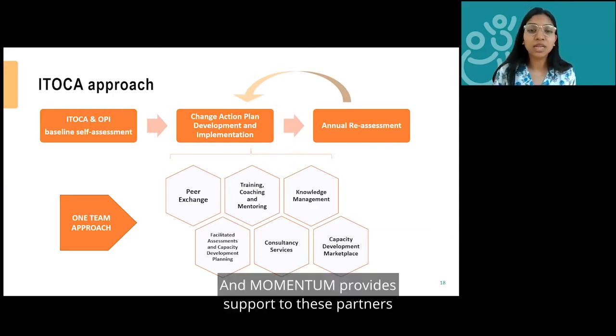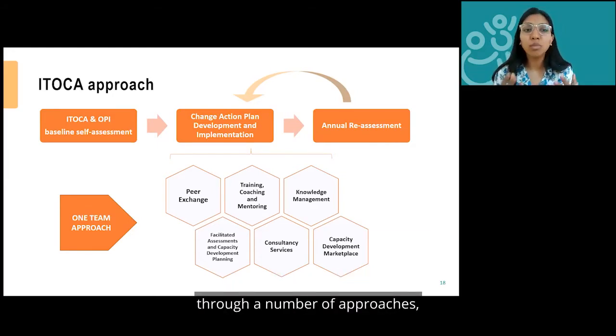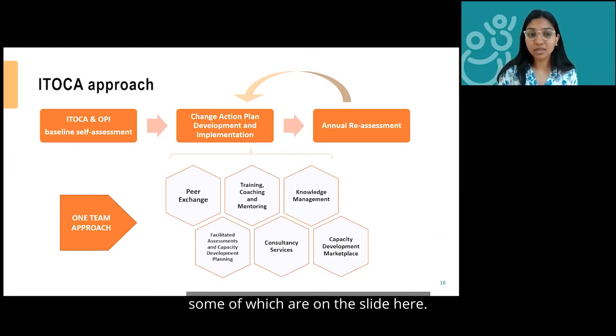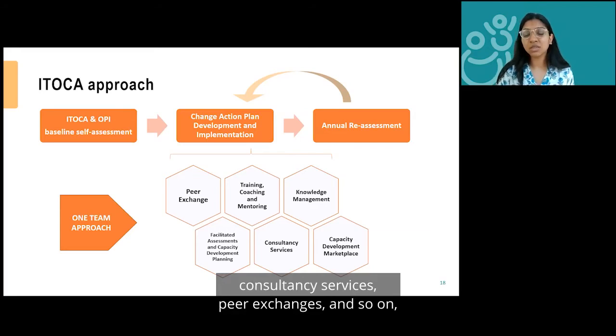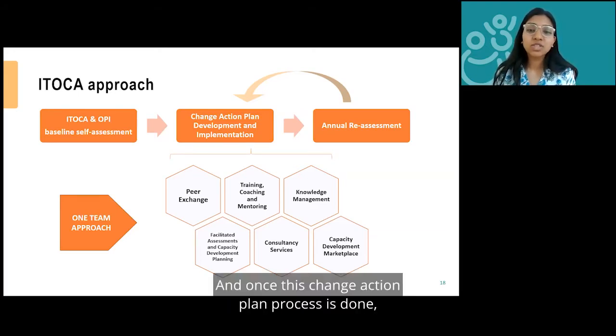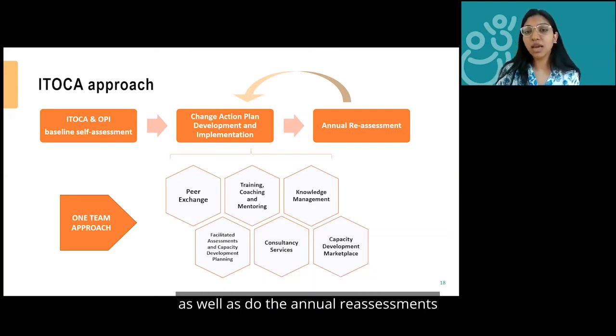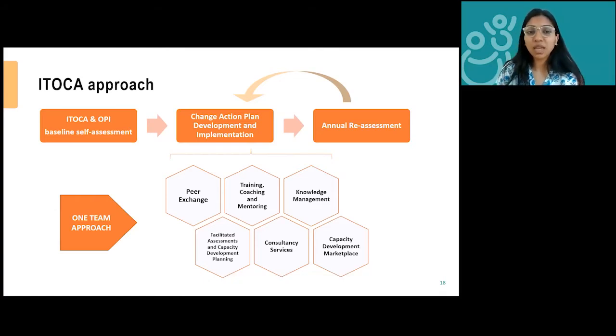And Momentum provides support to these partners, on the basis of what they have in their change action plans, through a number of approaches, some of which are on the slide here. So this includes training, coaching, mentoring, consultancy services, peer exchanges, and so on, depending on what the partner identifies as what they need as external support. And once this change action plan process is done, we monitor these plans as well as do the annual reassessments to see if needs are being met and how we need to adjust our plans as we go along.